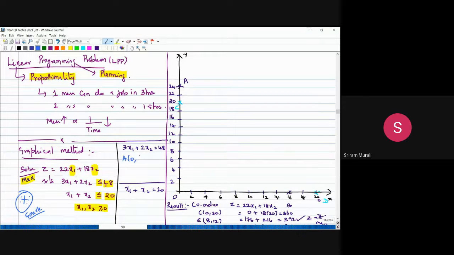What can be x2? X2 will be equal to 24 because 2x2 is equal to 48. What about b? When x2 is 0, what can be x1? It should be 16. In the same way, you take x1 is equal to 0, x2 is 20. Likewise, if I take x2 as 0, x1 is 20. Have you understood these two steps? Yes, sir.